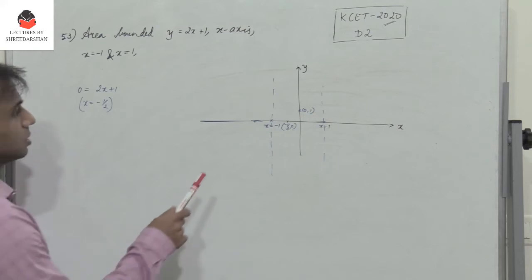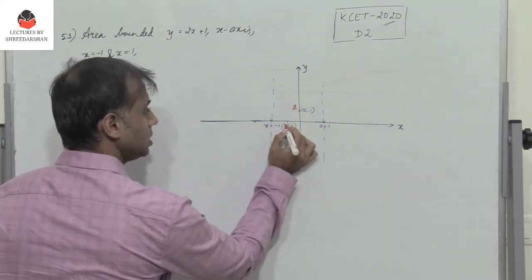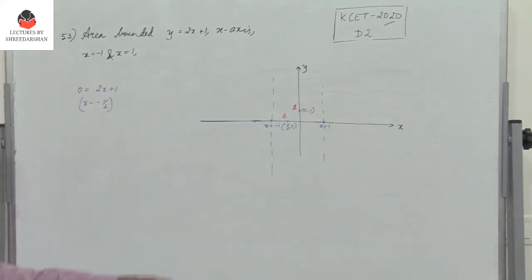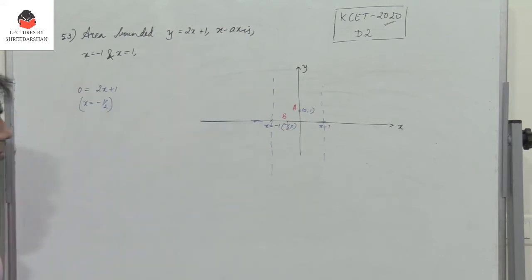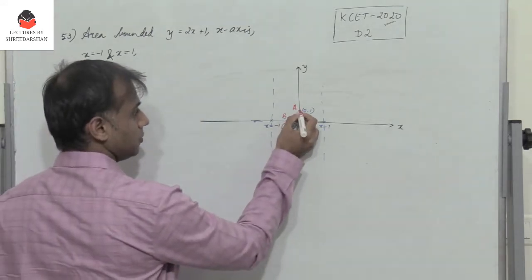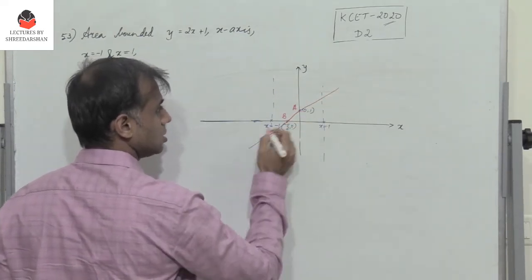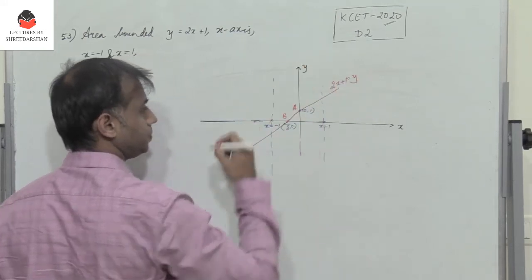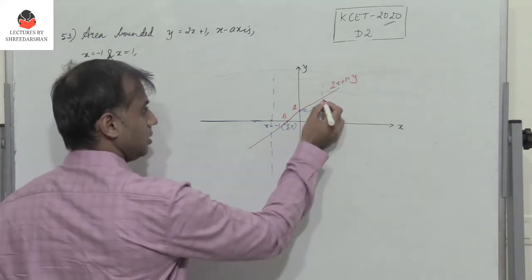So I find that the point 0 comma 1, let me call this point A, and point B, which is minus half comma 0. These are the 2 points which lie on the line y equals 2x plus 1, right? So I have the line here. So this is the line 2x plus 1 equals y. Okay, so now I need to find this area.